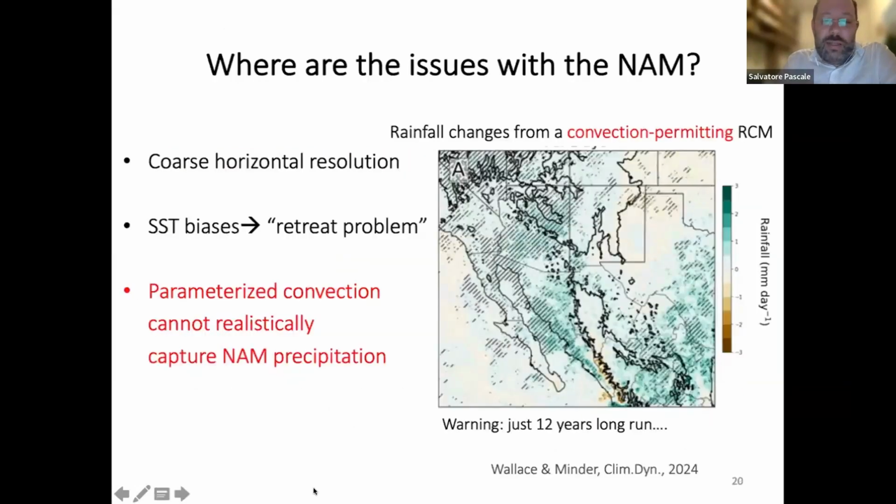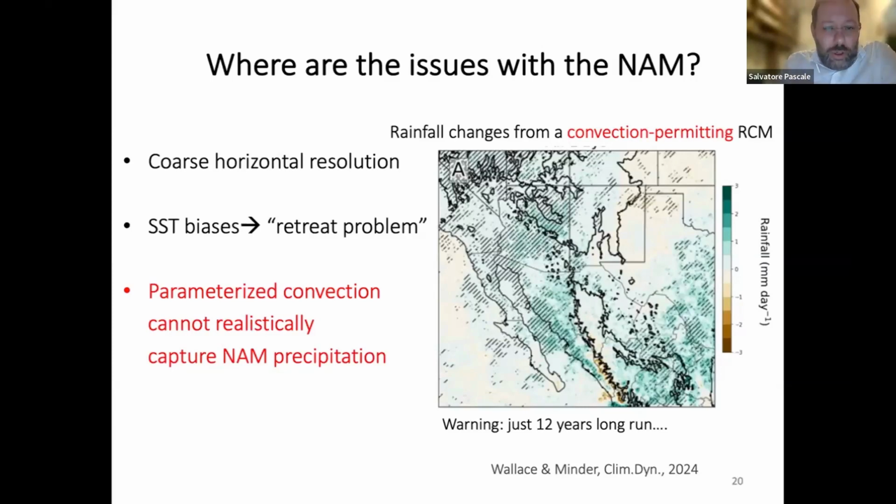Finally, another very recent study by Wallace and Minder points out another issue which may undermine the capability of models, of GCMs, which is the way they represent convection. So in the North American monsoon region, as I said, the precipitation during summer is mostly of a convective nature and often convection organized in mesoscale convective systems. And so they analyzed a pseudo-global warming run, 12 years long. And they noticed that in this run, when convection is not parameterized, but is partially resolved with convection-permitting models, there is an increase in precipitation.